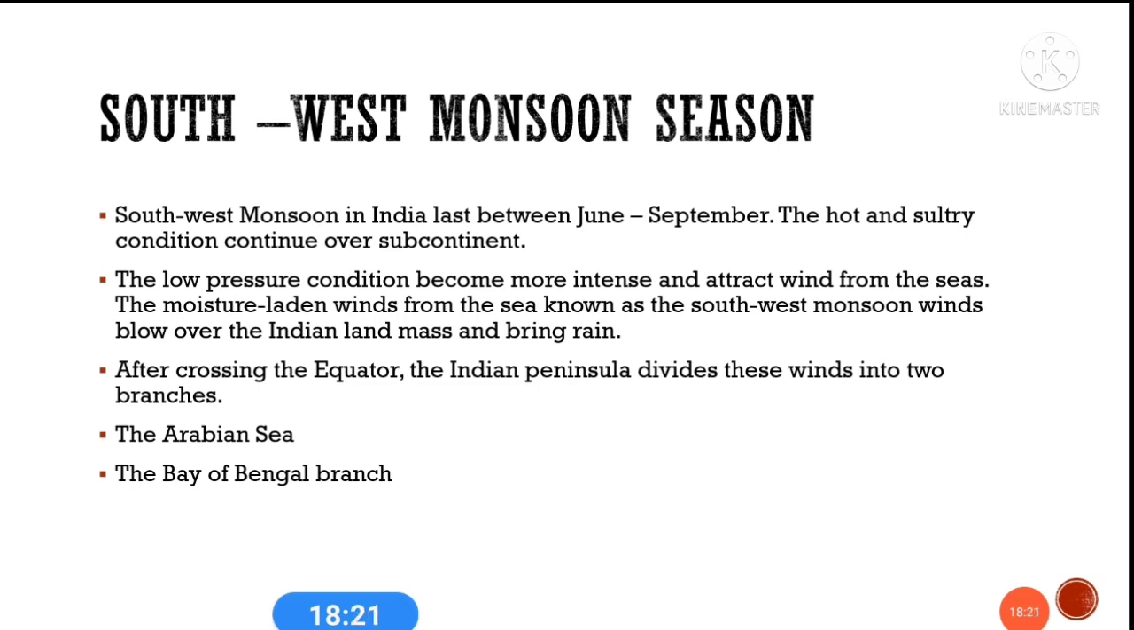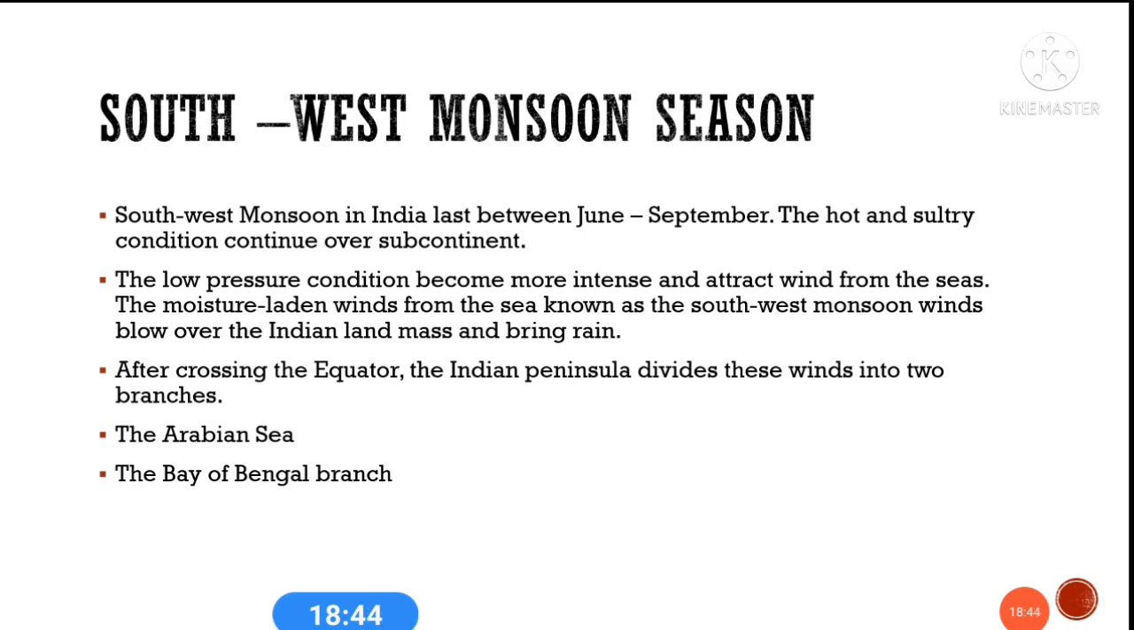There will be a low pressure condition over the northern part of India as well as the southern part, which attracts wind from the sea. Moisture-laden wind from the sea, known as the southwest monsoon wind, blows over the Indian landmass and brings rainfall. So this is the rainy season.